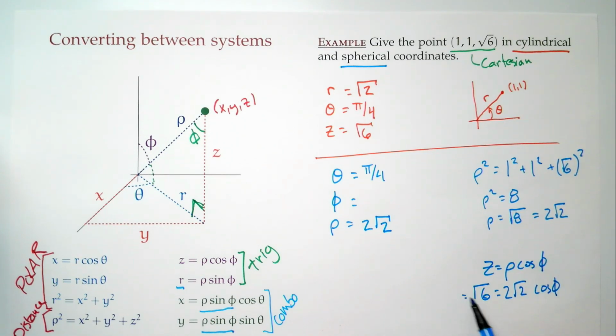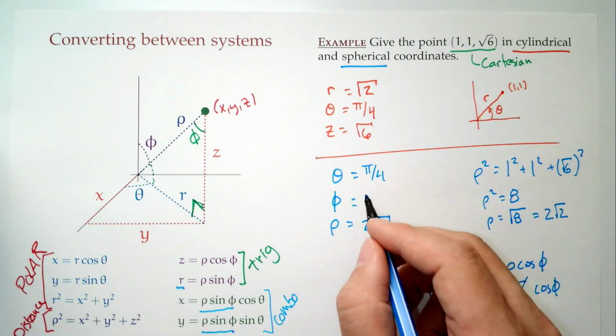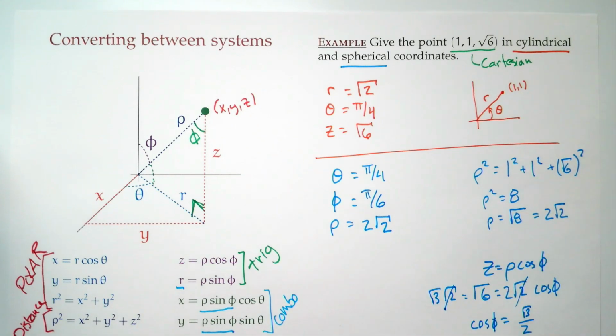But, good news, root 6, that's square root of 3 times square root of 2. The square root of 2's can cancel. So we end up with saying that cosine of phi is equal to root 3 divided by 2. Now that's not phi, but that's the cosine of phi. And so we started thinking, is there some angle, phi, that we hopefully remember from trigonometry, where the cosine of that angle is the square root of 3 over 2? And what angle does that? Pi over 6. And there we go. All right, good. So we were able to switch between the two coordinate systems.